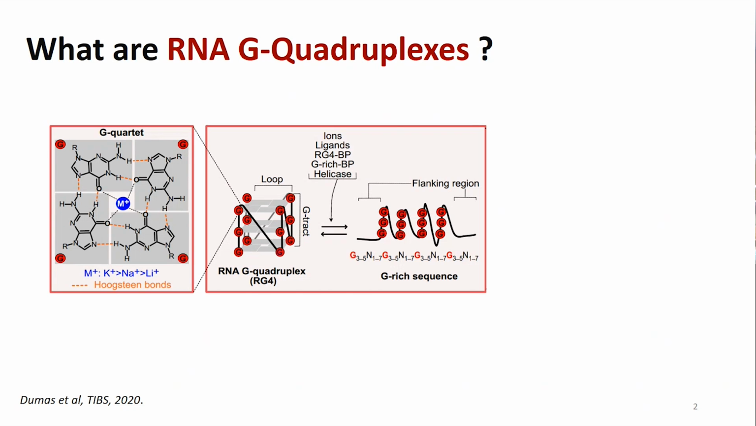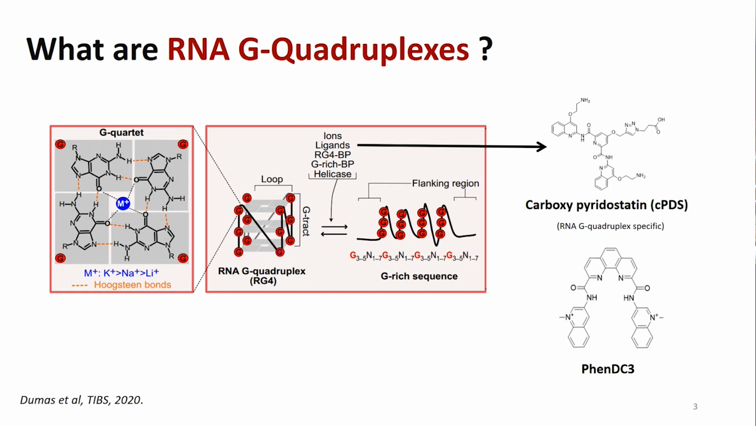So these RNA structures come from G-rich sequences, like you can see here, and in some cases they can form these quadruplex structures, thanks to hydrogen bonds between the guanines. These structures are in equilibrium with the G-rich sequence, and it can be regulated by some trans-acting factors like ions. For example, K+ can stabilize these structures, or ligands. We have these two ligands, for example, that stabilize the structure, and it can also be regulated by binding proteins.